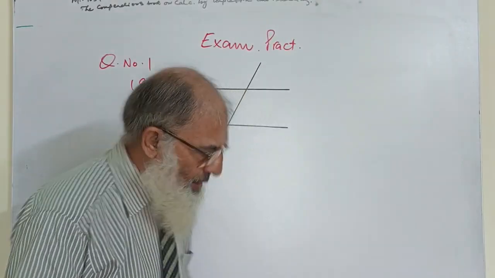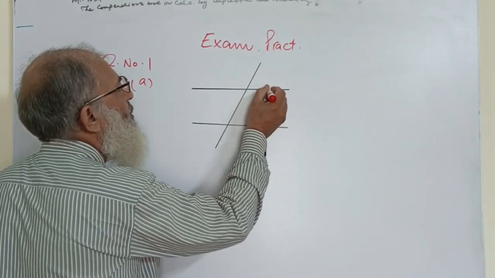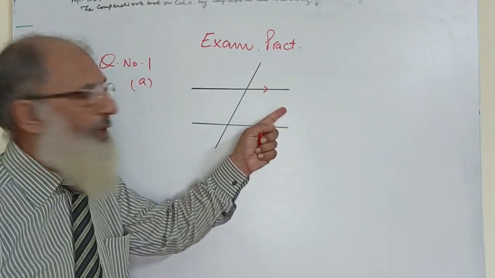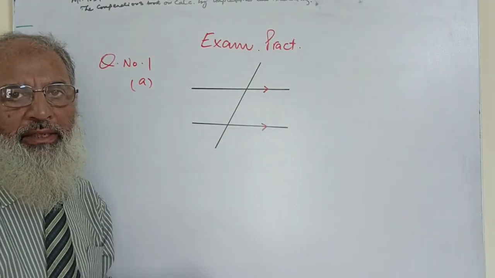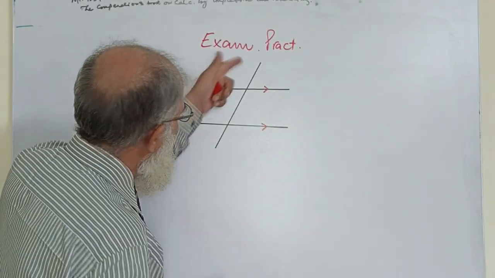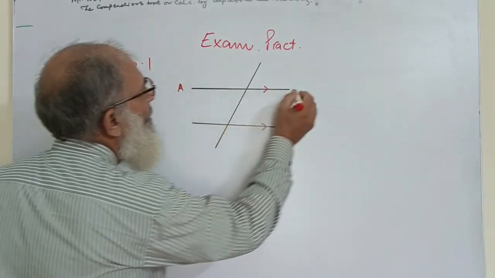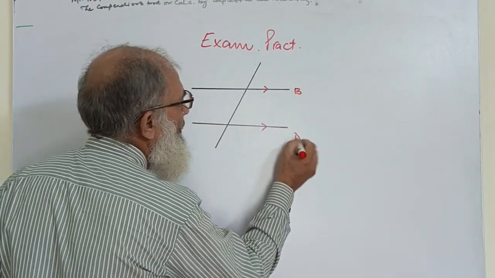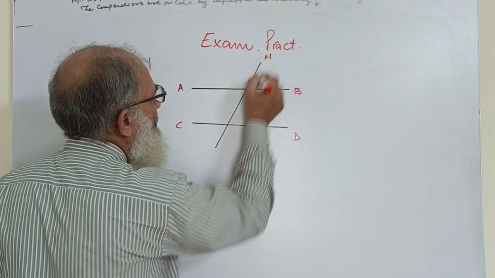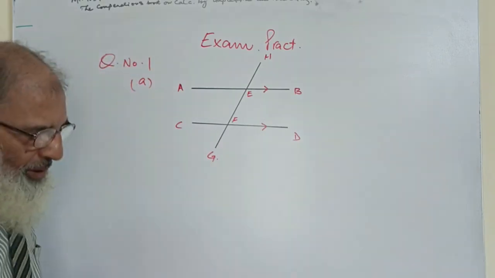Well students, these are the two parallel lines, and we have a very significant sign for parallel lines, and that is the arrowhead. Whenever you see this arrowhead on two lines or sides of shapes, it means that these are parallel lines. This has been cut with the transversal. Let me name them A, B, C, D, and the transversal is H, E, F, G. I hope this is visible to you.